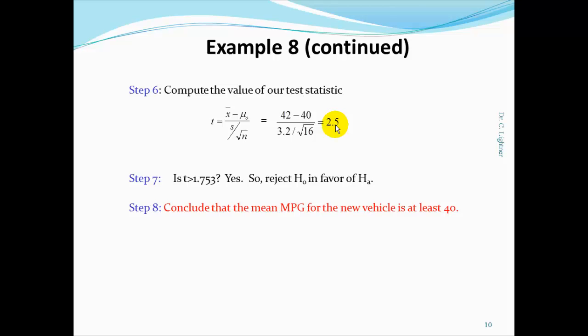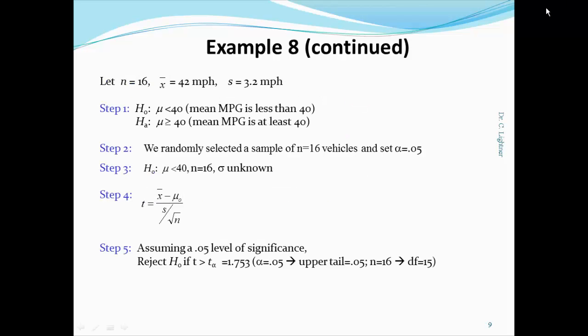Our rejection rule told us to reject H0 if our test statistic value is greater than 1.753. Since our test statistic value, which is 2.5, is greater than 1.753, we should reject the null hypothesis. Recall that rejecting the null hypothesis means that we have proven the alternative to be true. Therefore, we can state that we have found significant evidence to prove that the mean miles per gallon for this vehicle is at least 40.